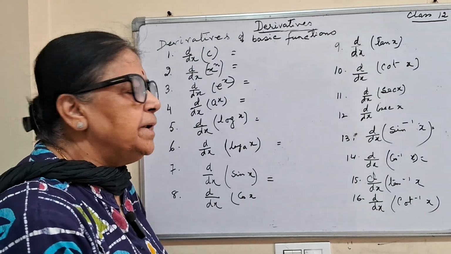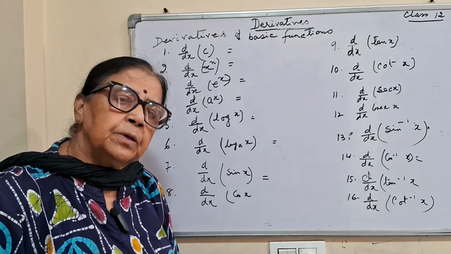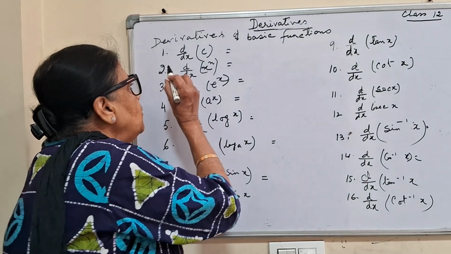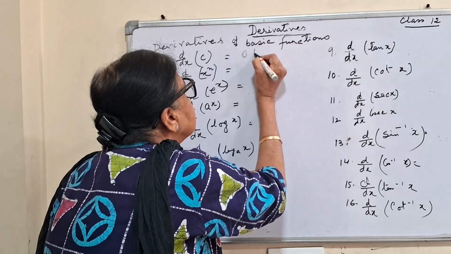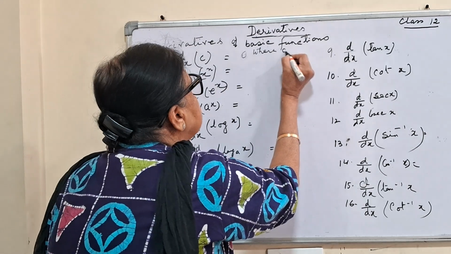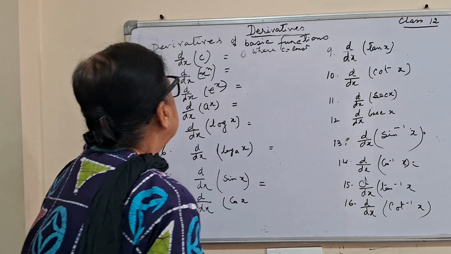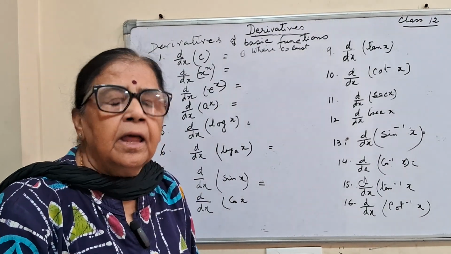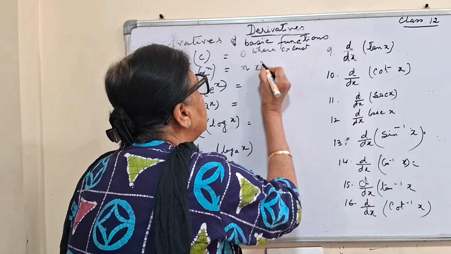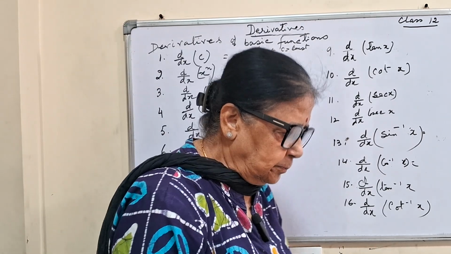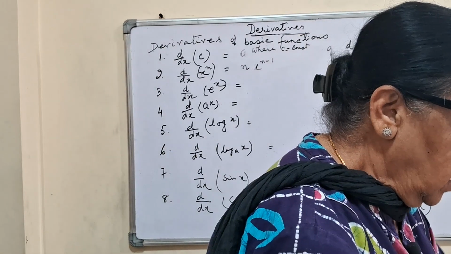Derivatives. We will write some derivatives of the basic functions which help us to do the problems. The derivative d/dx of a constant is 0, where c is equal to a constant. d/dx of x raised to the power n is n times x raised to the power n minus 1.